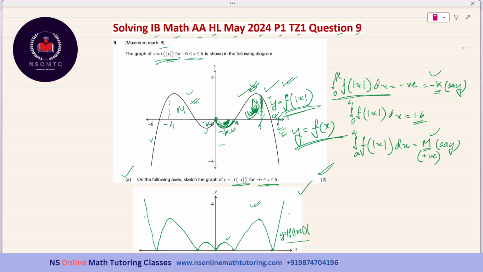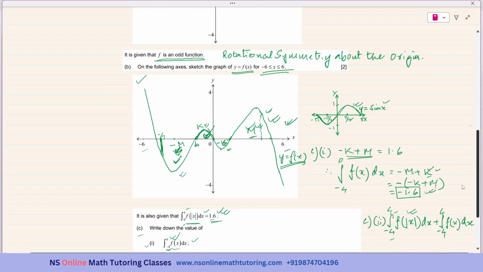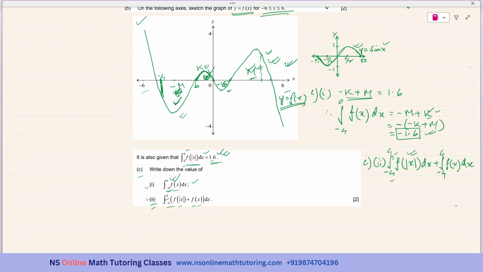Okay? Because the areas are the same. And this part is below the x-axis, even this part is below the x-axis. So it has to be negative k. This is above the x-axis, this is also above the x-axis. So this also has to be positive m. Okay? And we are given that negative k plus positive m is equal to 1.6. And over here also we are seeing negative k plus positive m. So this will also be equal to 1.6. Okay? So this will be equal to 2 times 1.6, the first one.